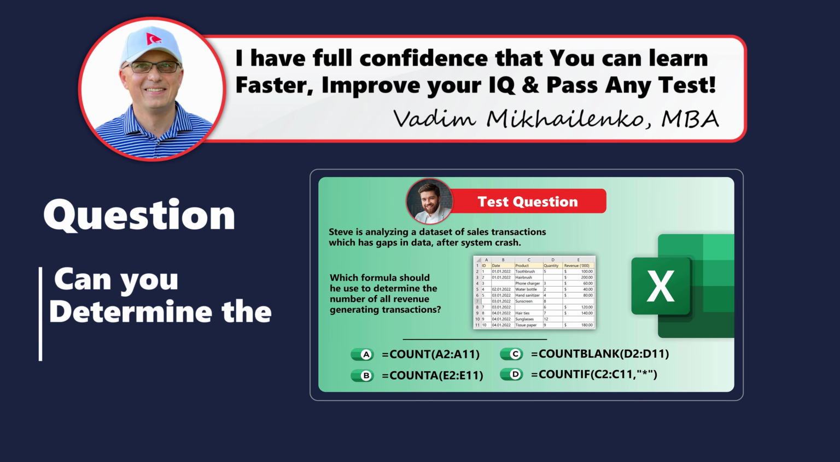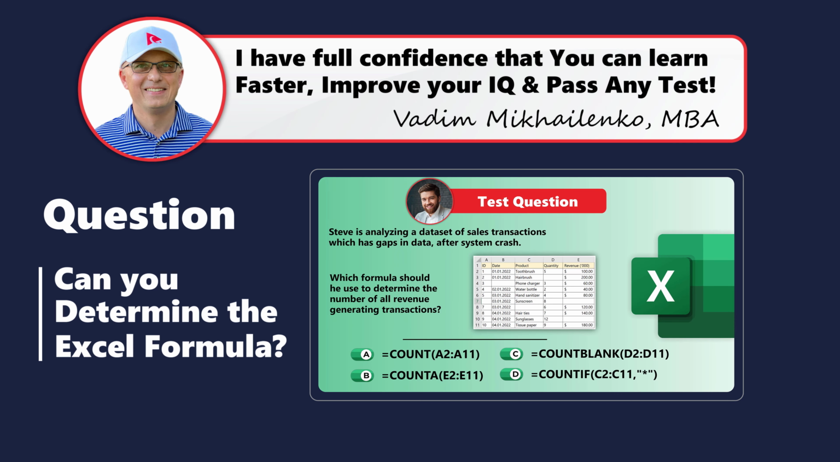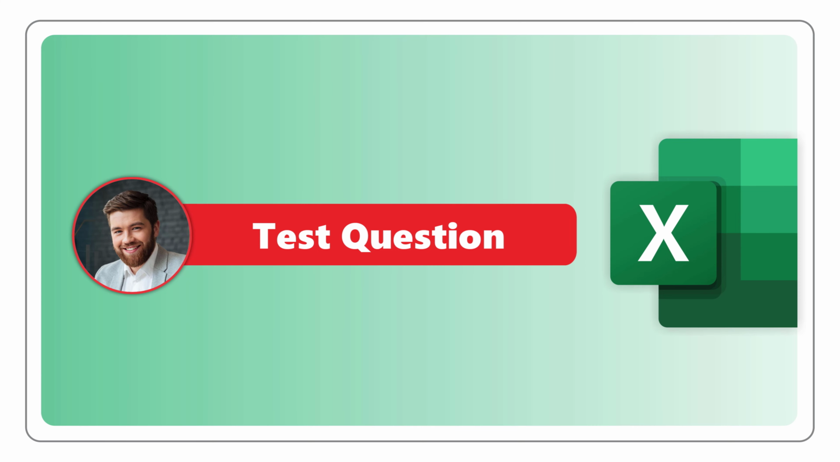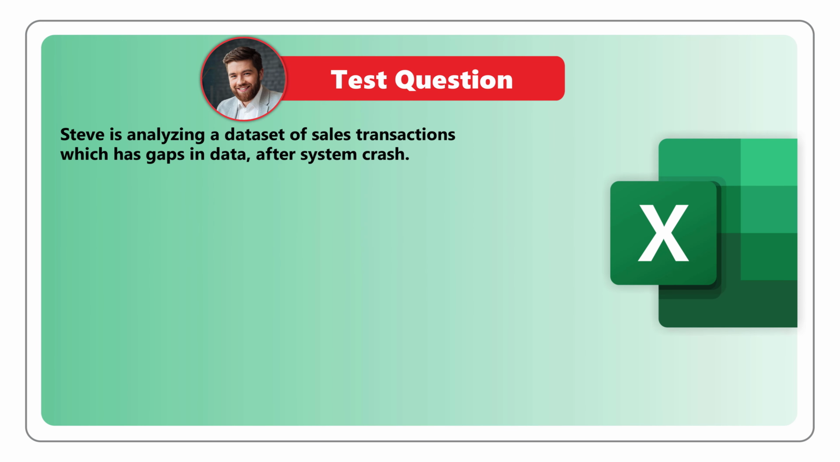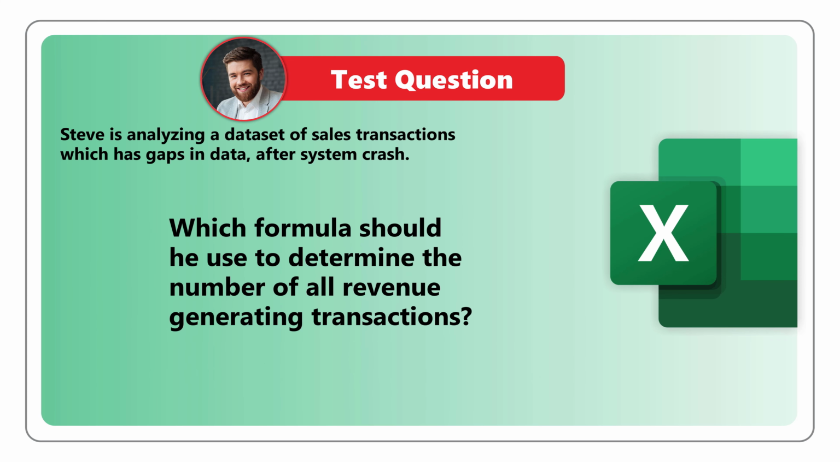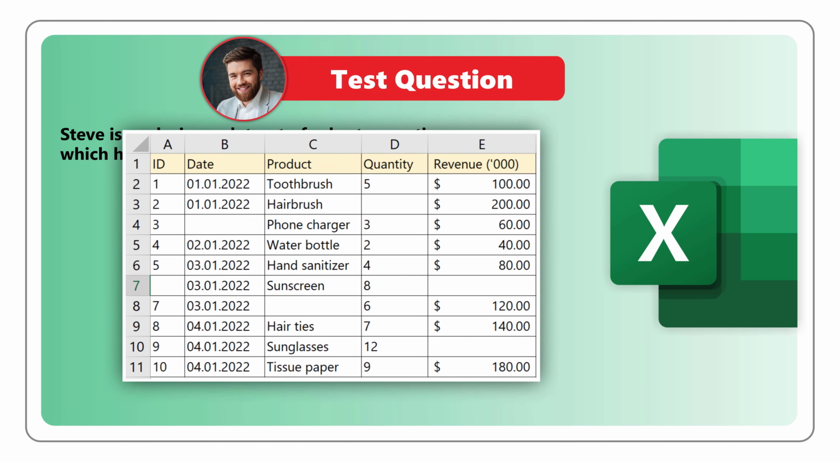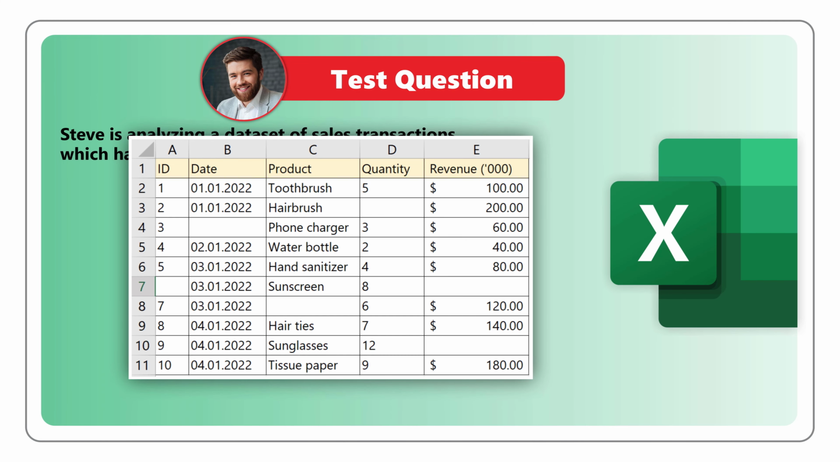Here's an amazing question which is frequently used for analyst Excel assessment test. Steve is analyzing the dataset of sales transactions, which has gaps in data after system crash. Which formula should he use to determine the number of all revenue-generating transactions? And you're presented with the dataset as well as 4 different choices.